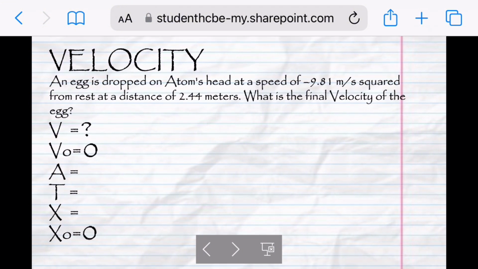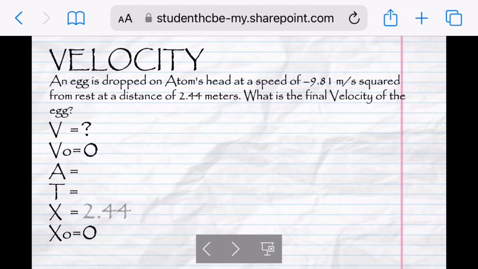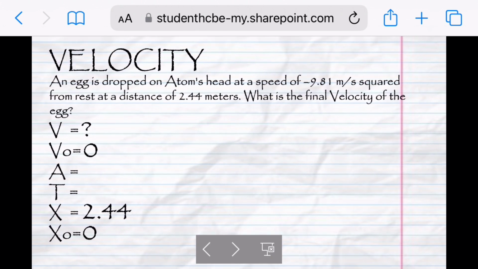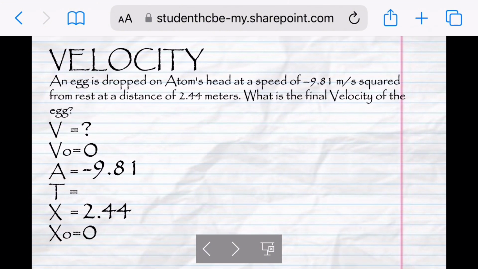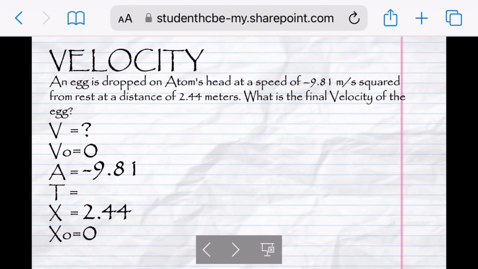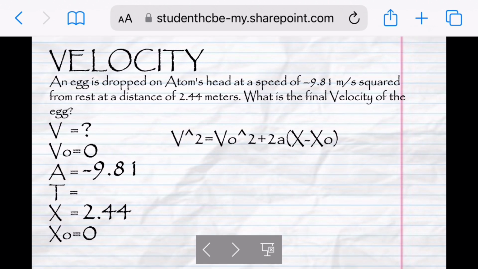We know that both initial distance and initial velocity are equal to 0. We know that our distance is 2.44 meters, and we know that our acceleration is negative 9.81 meters per second squared. We also know that we don't have time, so we won't fill that one in. So we'll use this equation because it doesn't have time.